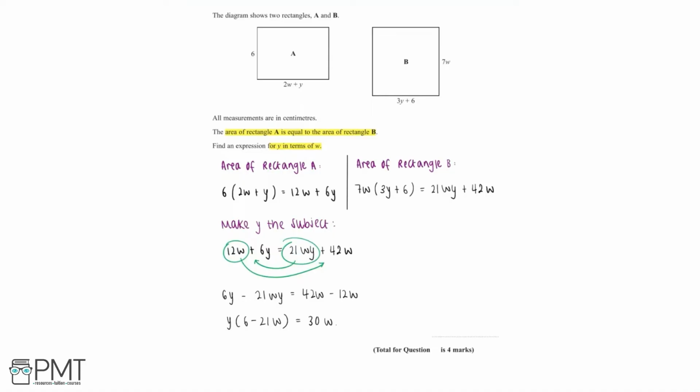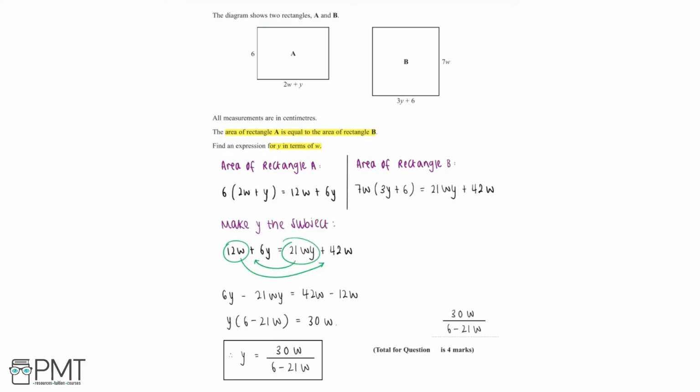Now to find the value of y, we can divide both sides by 6 minus 21w in order to isolate the y on the left-hand side. And so we can say that y is equal to 30w divided by 6 minus 21w, which means that our expression for y in terms of w would be equal to 30w over 6 minus 21w.